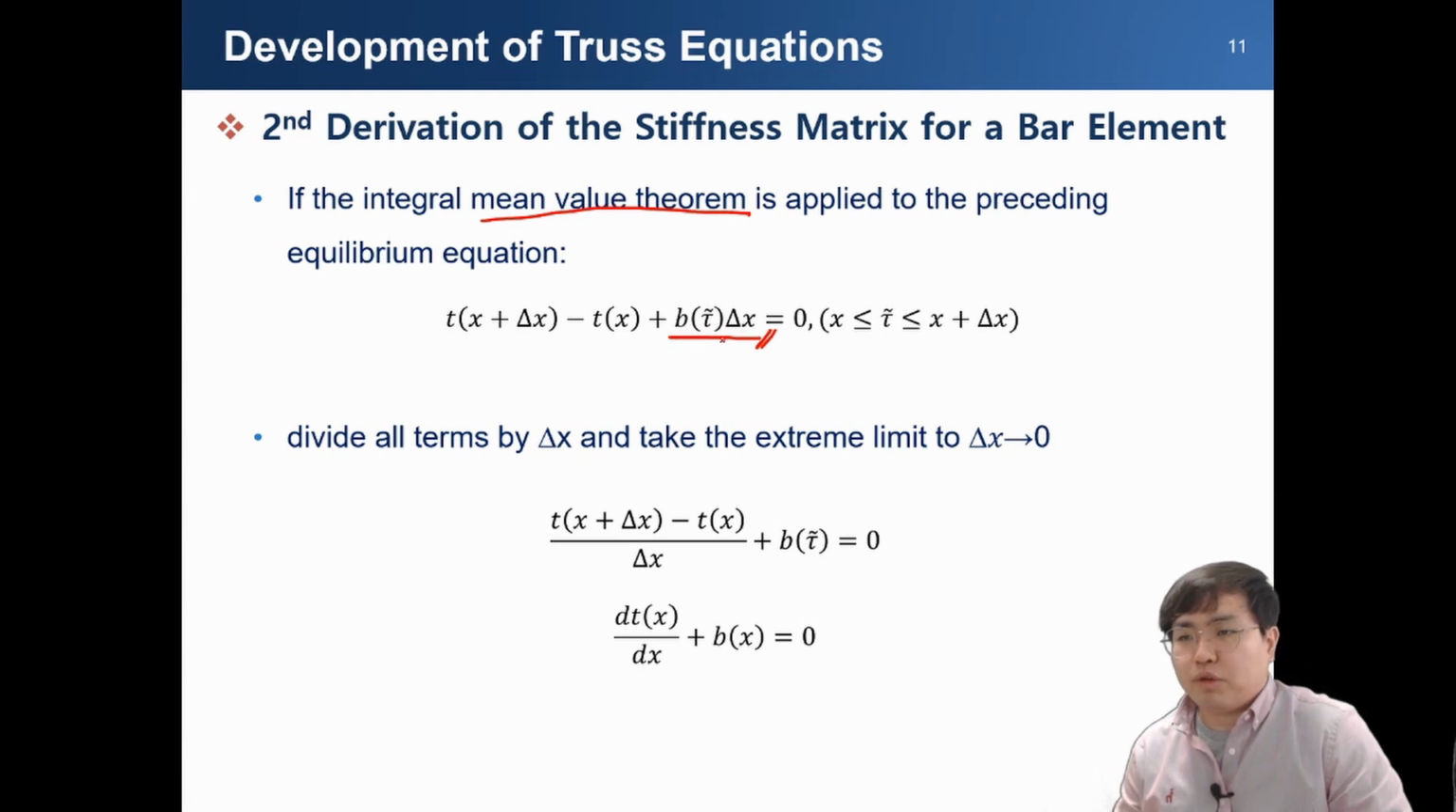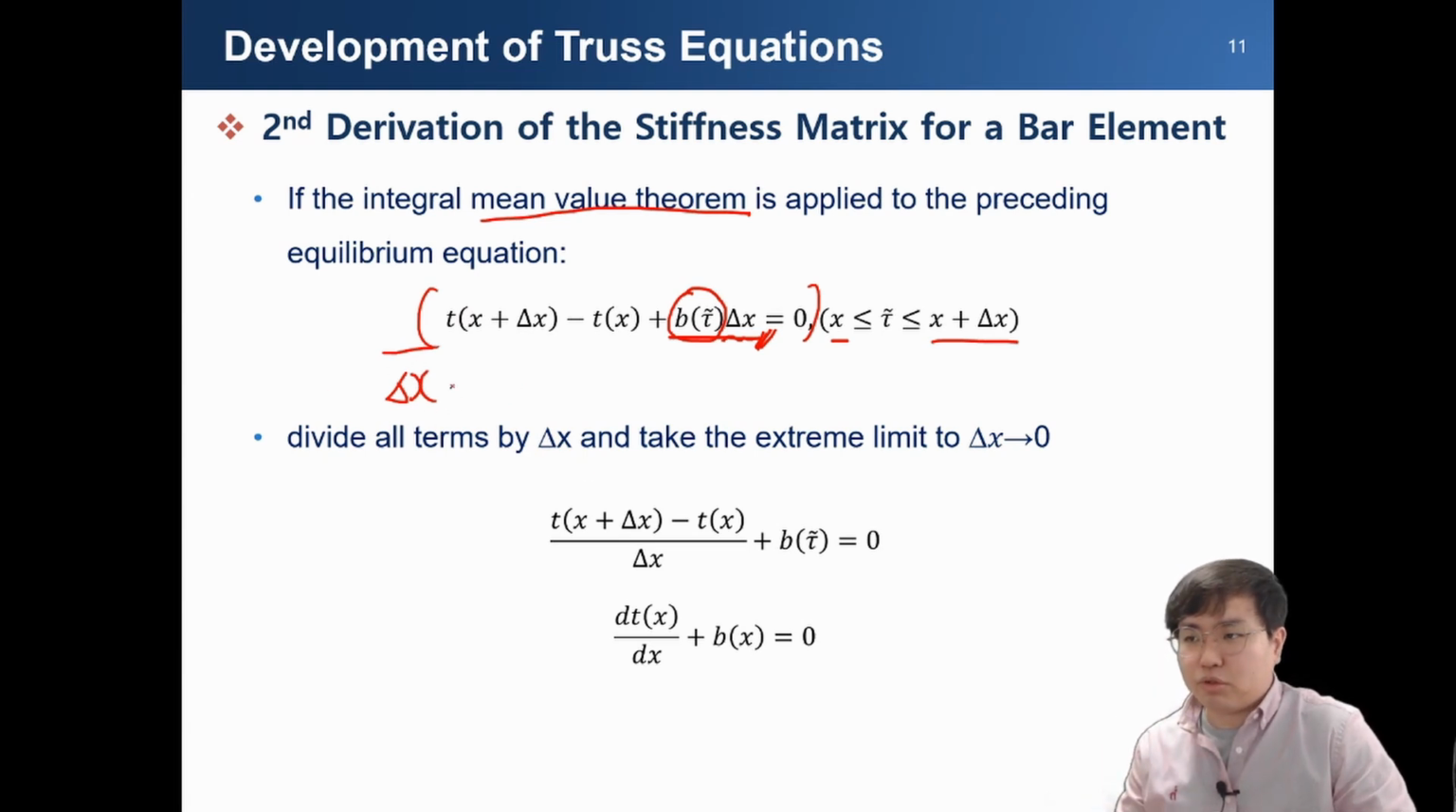We have a finite length, and the average body force can be expressed as a value inside the interval between x and x plus delta x. In this stage we don't know the exact details, but we are going to use a simple constant value, so don't worry about it, just neglect it. After dividing this whole equation by delta x, we let the length become infinitely small, so this equation looks like this. And finally we obtain a differential equation.